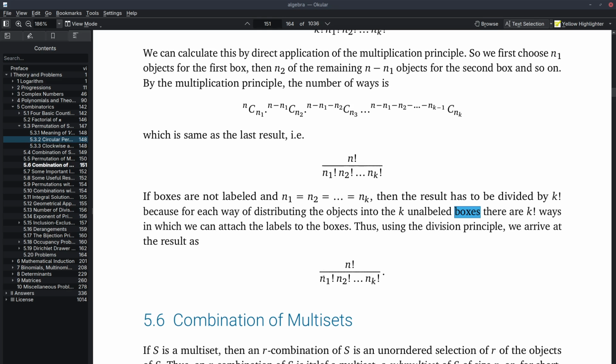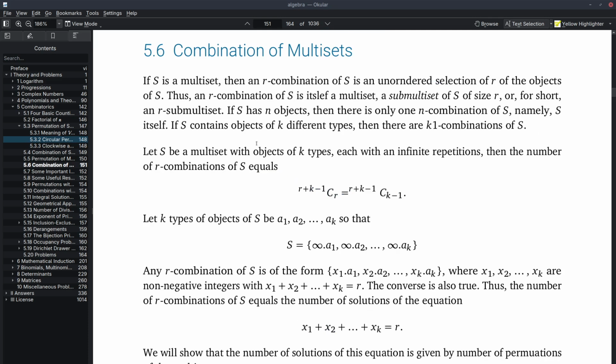So there are quite a few mistakes. K factorial is missing here, which is a spelling mistake, and so on.